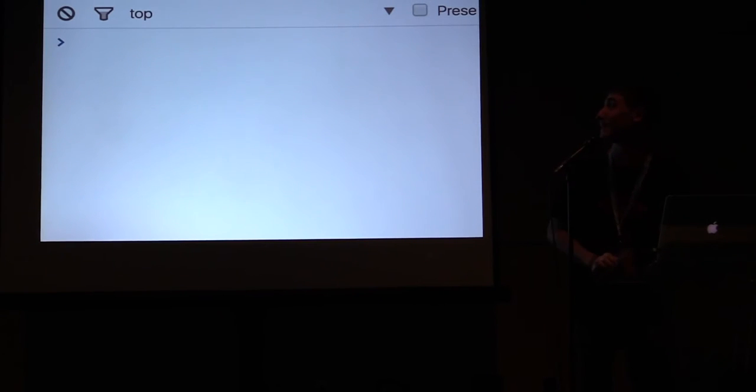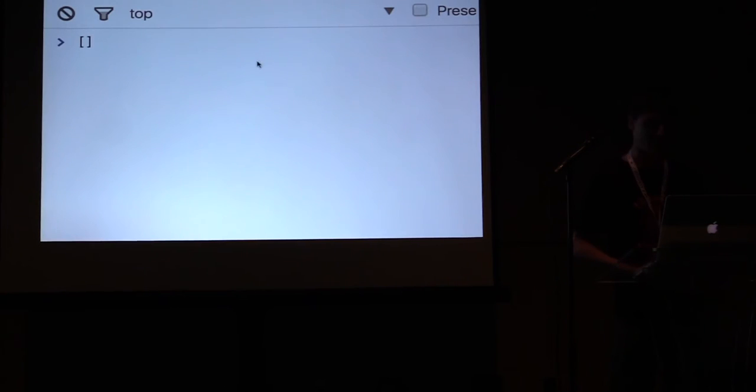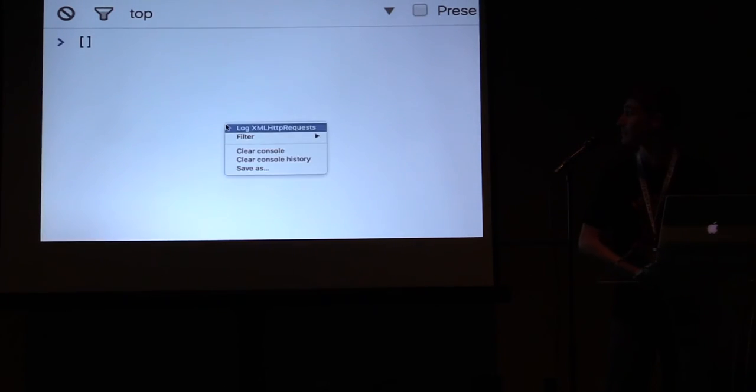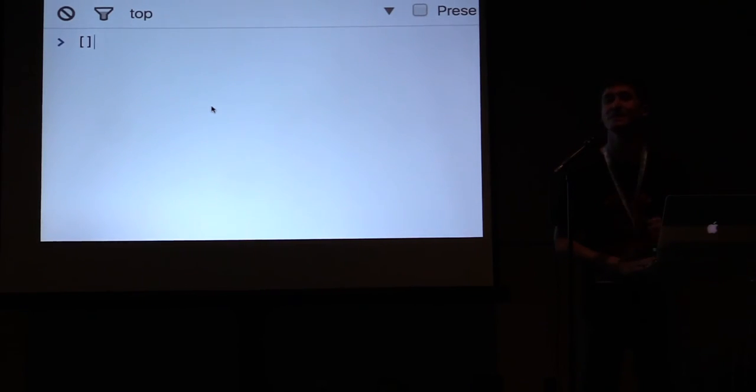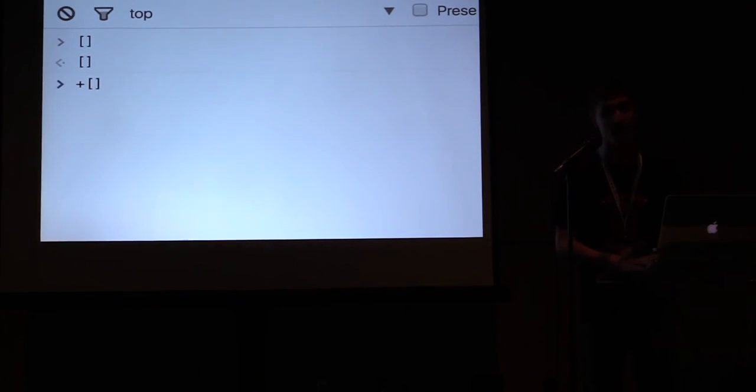Okay, so I see it only there. Let's erase the history. Okay, so what's this? Empty array. Yeah, right. It's an empty array. Pretty good, not so sophisticated. We'll add the plus sign before the empty array. The plus sign casts that empty array into a number, an integer. This is 0. Okay, nice.